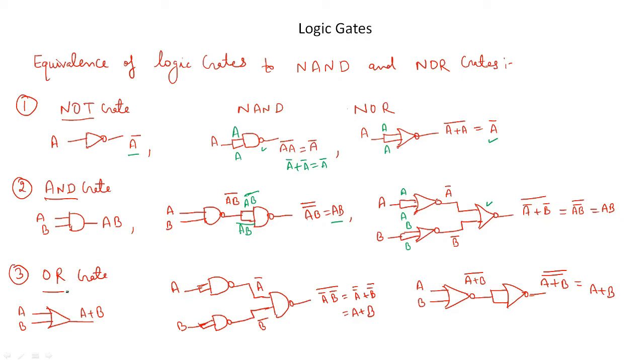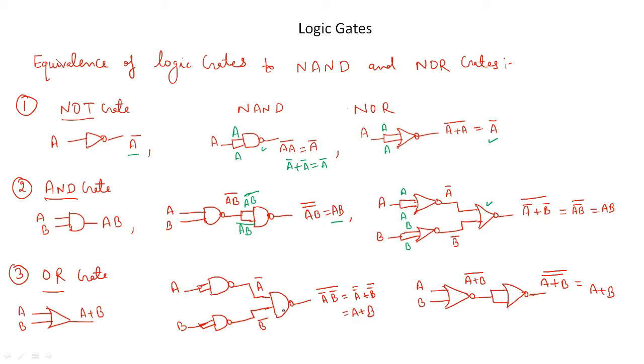Now the third gate is the OR gate. Here you have the two inputs A and B. So in this case your output, you know, will be A plus B. Now this is your NAND gate. So if the inputs are the same for this NAND gate, then your output will be A bar, you know it. Similarly for this NAND gate, your output will be B bar if the inputs are the same.